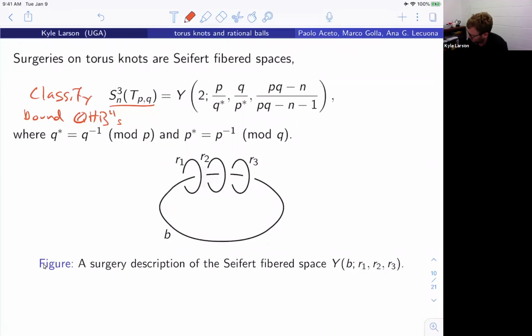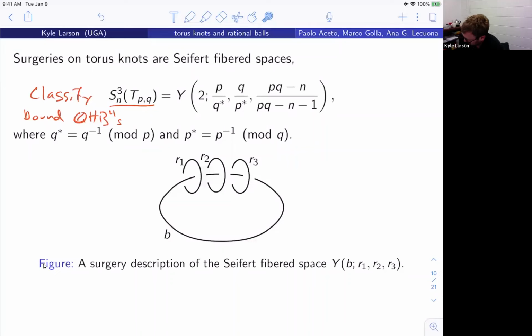So this is where we basically ended last time. What's special about surgery on torus knots is that, in particular, they're Seifert fibered spaces. These can be described as Seifert fibered spaces. Here are the Seifert invariants. Remember that Q star is the inverse of Q mod P, and P star is the inverse of P mod Q. This is a rational surgery diagram for a Seifert fibered space.